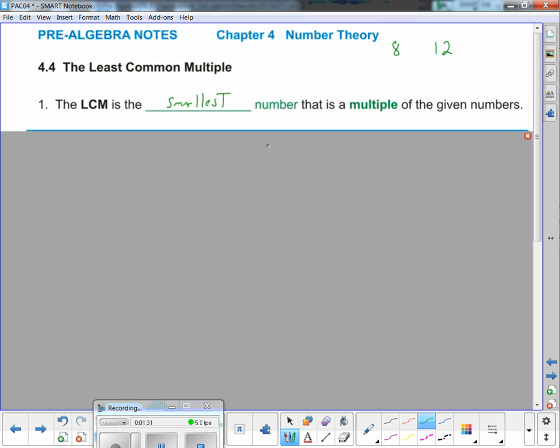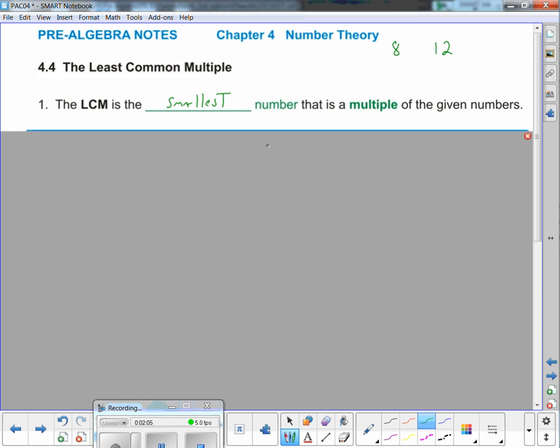What is the least common multiple? Nia? 48. Nope, there's one smaller than that. Luke? 8 is not a multiple of 12. Christina? 4 is not a multiple of either one. Ashley? 24 is the LCM. It is the lowest common multiple. 3 times 8 is 24, so 24 is a multiple of 8. 2 times 12 is 24, so 24 is a multiple of 12.